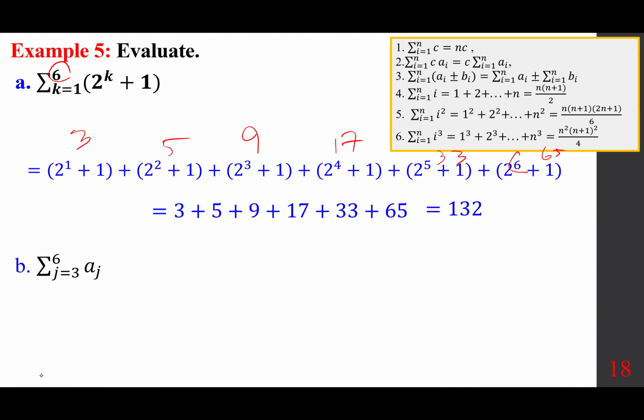What about this case? We start with the bottom, 3, so we write a sub 3, and then 4, 5, all the way, and we stop at the top number, the top limit, which is 6.